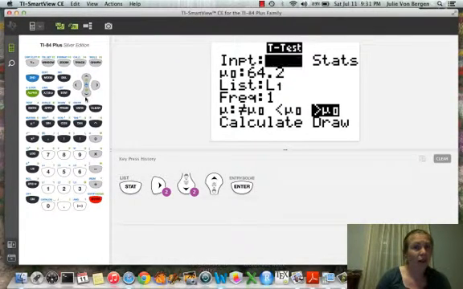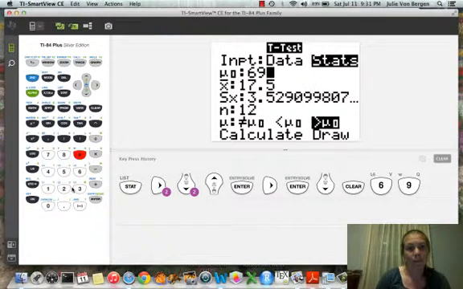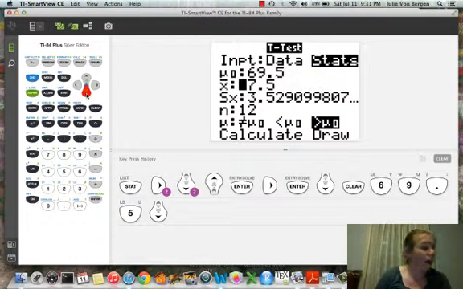Okay, so we want to put in our statistics. So arrow over and press enter so that we're on statistics. And then our mean that we're comparing to is 69.5 inches. And our sample mean from LMC students is 70 inches.